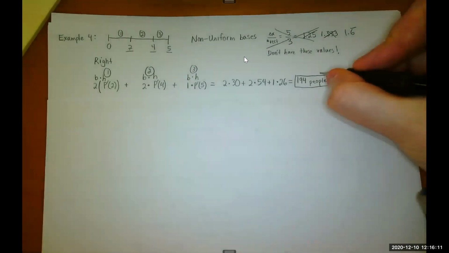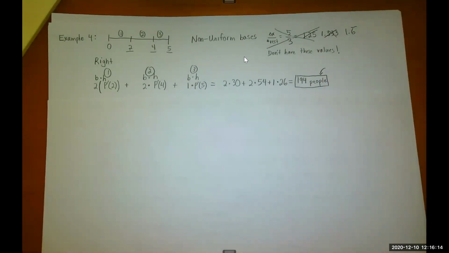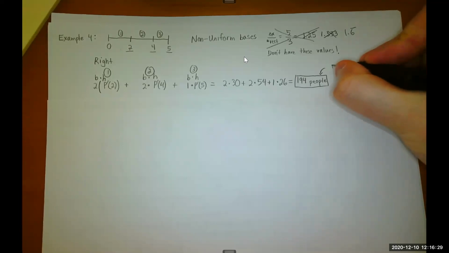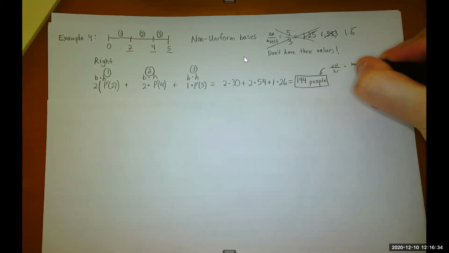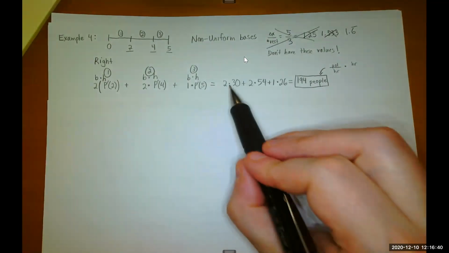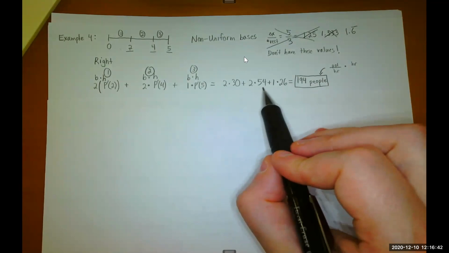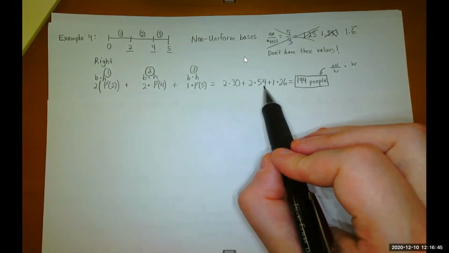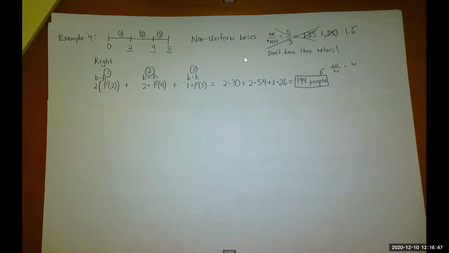Where do I get people from? Well, this is the same kind of idea, if you'll recall, when we did this earlier in the week on Tuesday. We talked about, with all of those wonderful graphs, that we have meters per second or feet per second times seconds. In this case, we have people per hour, and we're multiplying by hours. 30 is people per hour, 2 is hours. That gives us people. 2 is hours, 54 is people per hour, gives us people. Same thing here. So 194 people.